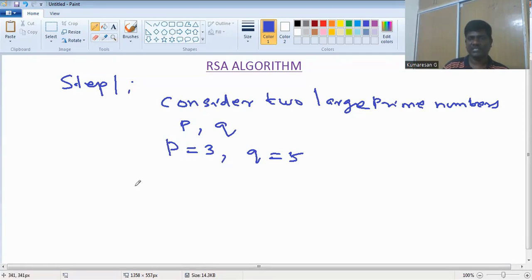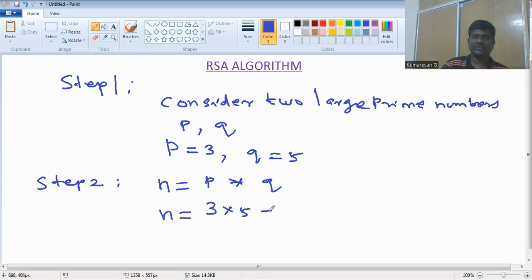So this is the first step: we need to consider two large prime numbers. Now let's see step 2. What is step 2? We need to find the n value. n equal to p into q. Here n equal to p into q means 3 into 5, so the total is 50. So the n value is 50.